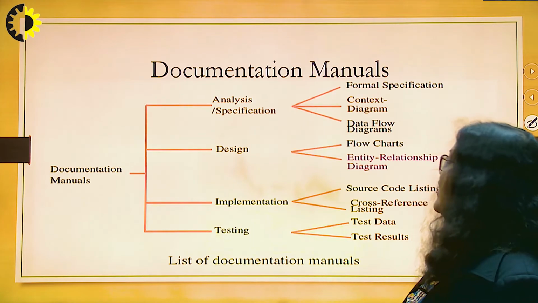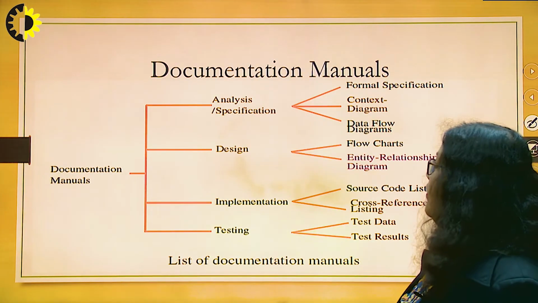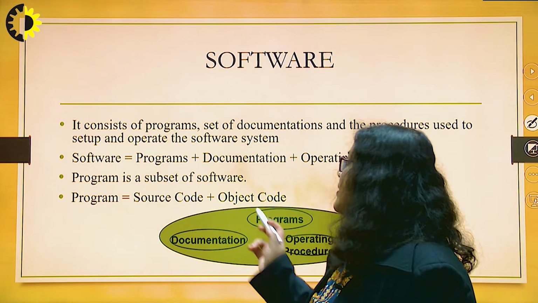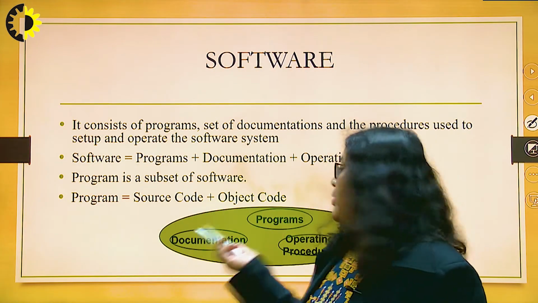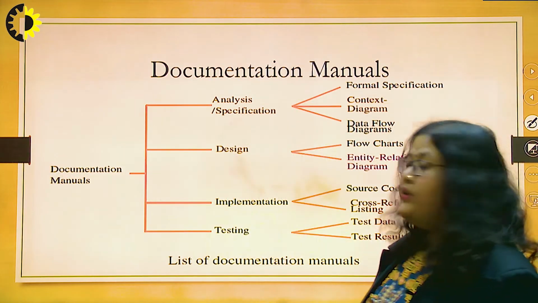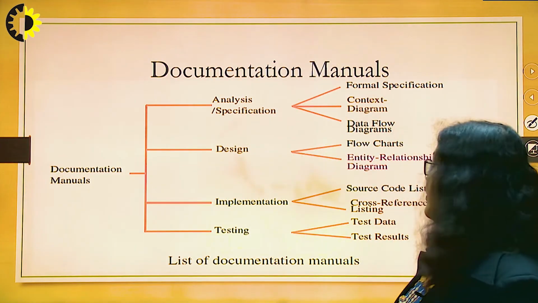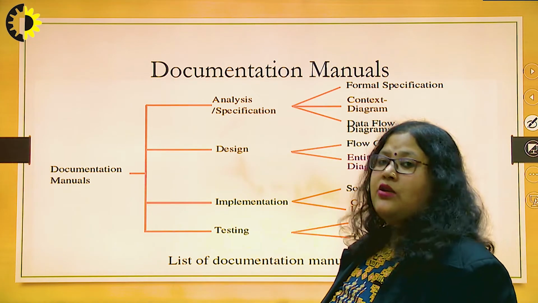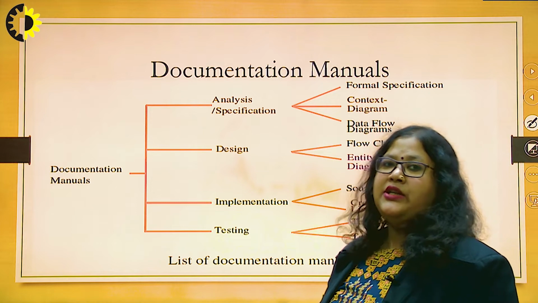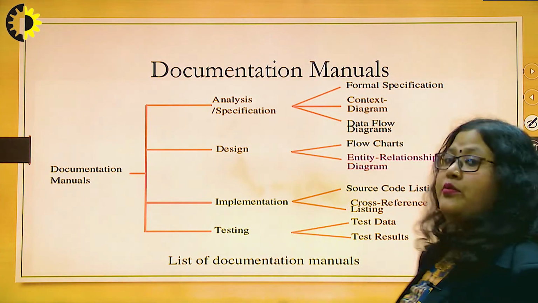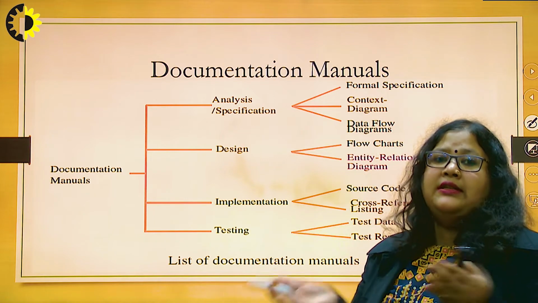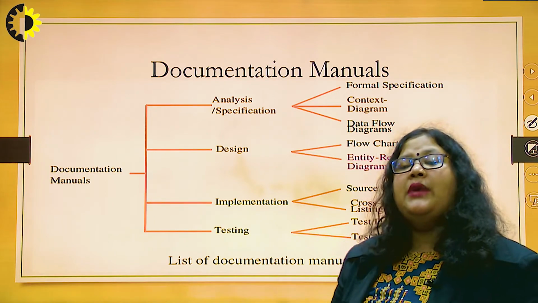So first I explain the documentation manuals with respect to the programs. Program is a subset of software, and the documentation is further divided into four major components. First is analysis or specification. Second is design, then implementation and testing. So we have to maintain these documents in the form of the analysis part, design part, implementation part and the testing part.